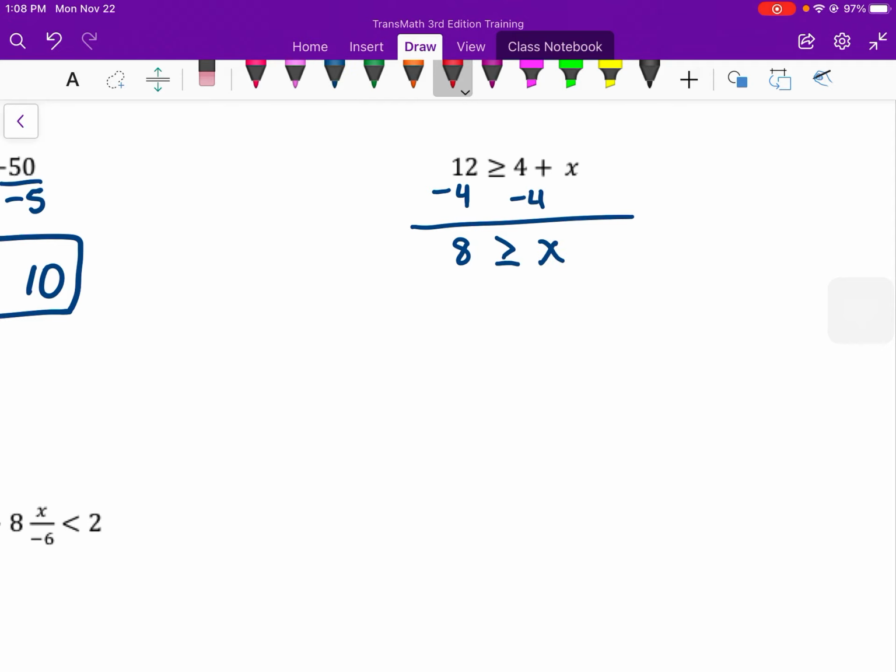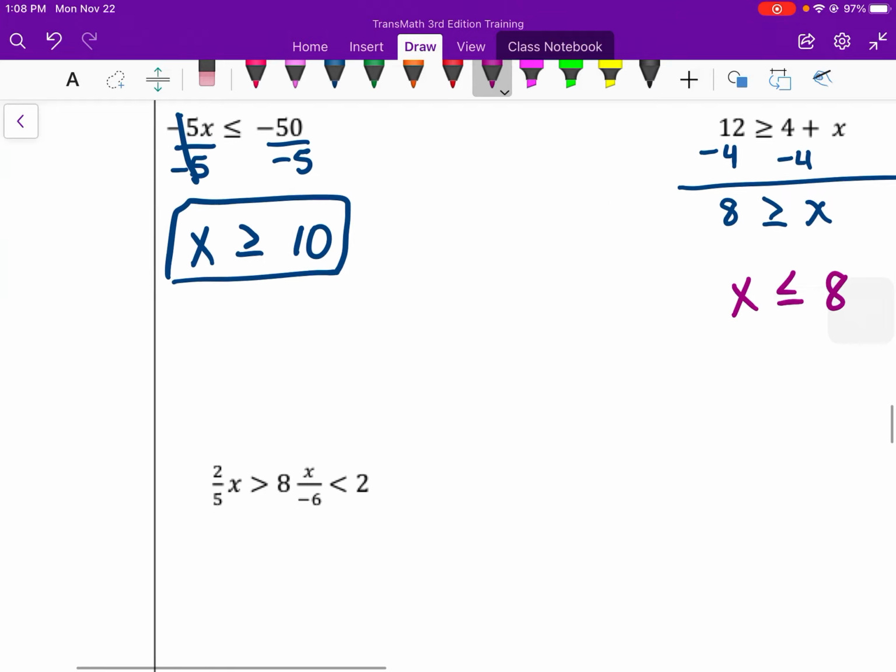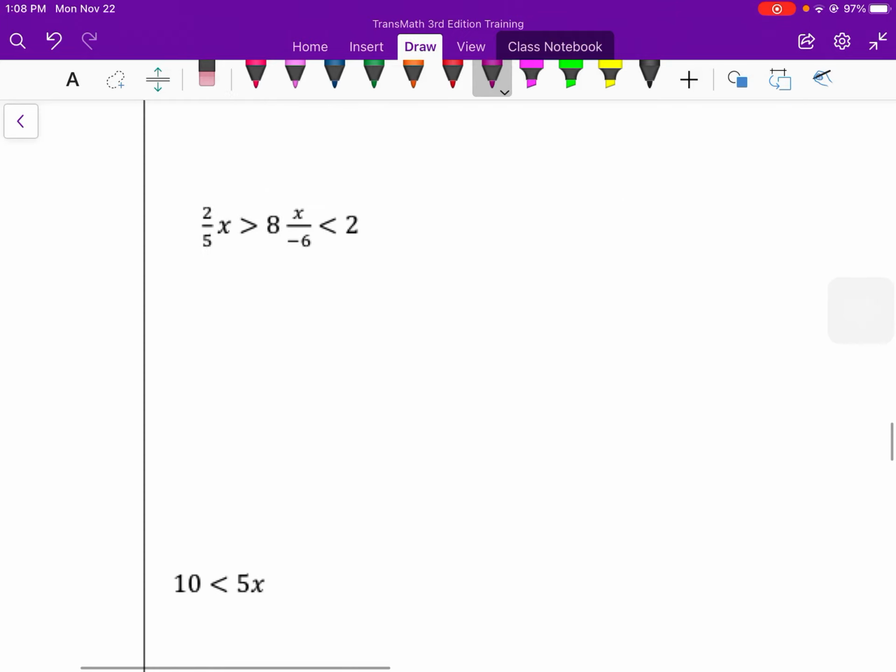But in order to graph this one, I would rewrite it with the x on the other side. So 8 is greater than or equal to x is the same thing as x is less than or equal to 8. So if you flip it around, make sure to flip that inequality again, and that makes it easier to graph.